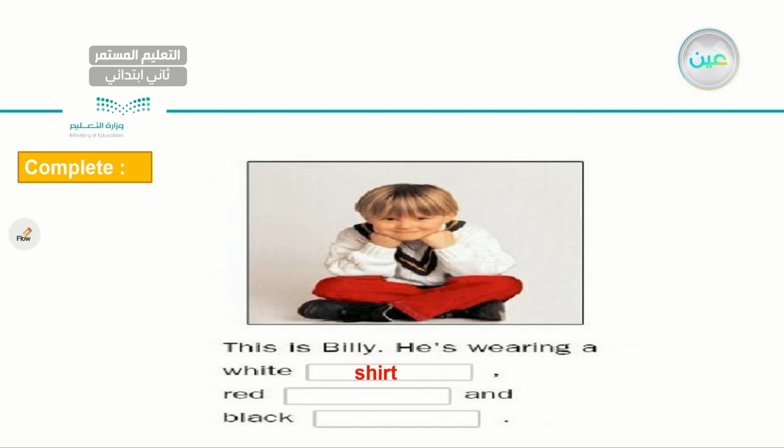Excellent. A red. What do you think? Red what? Red trousers. Very good. Red trousers. And black what? What do you think? Black shoes. Very good, my dear student. Let's read one more time. This is Billy. He is wearing a white shirt, red trousers, and black shoes.